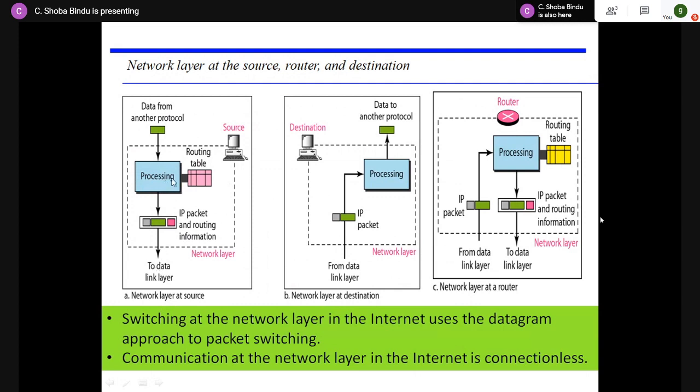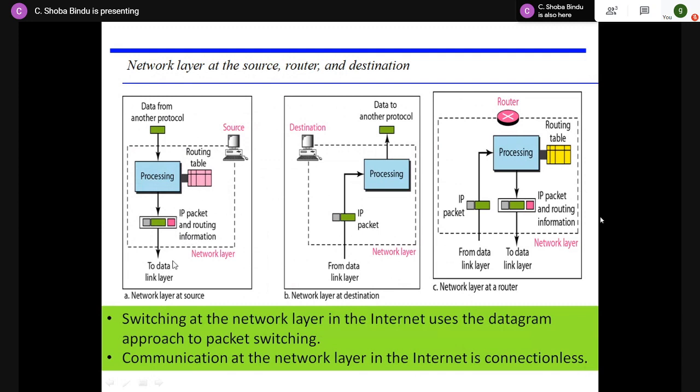When it is transmitting here at the source, it has to look into what the destination of this particular packet is, and then decide onto which link it has to deliver the packet. For that purpose, you will be making use of the routing table. This routing table specifies what the next hop is for this packet to reach the destination.